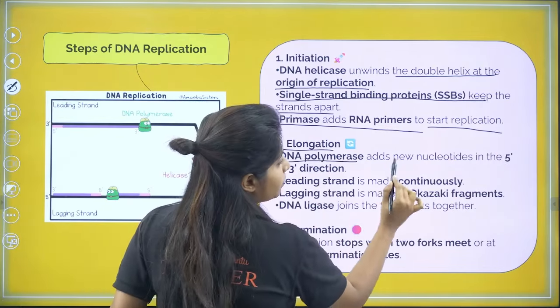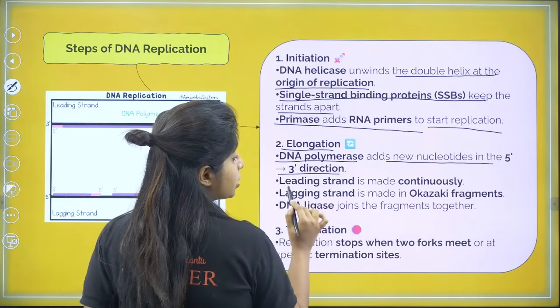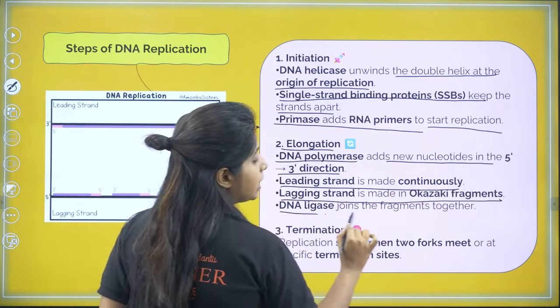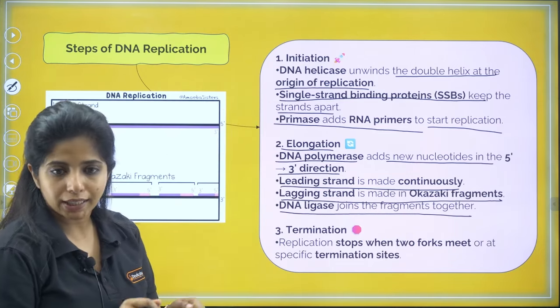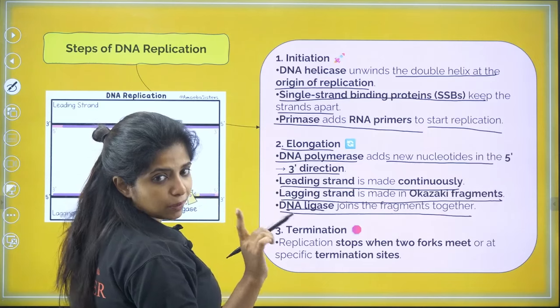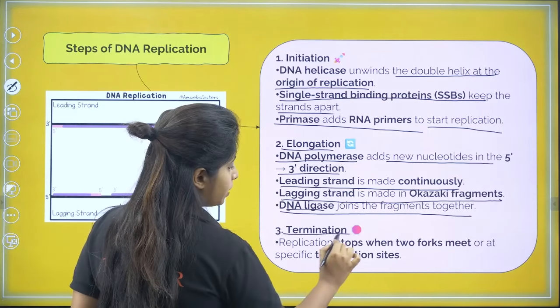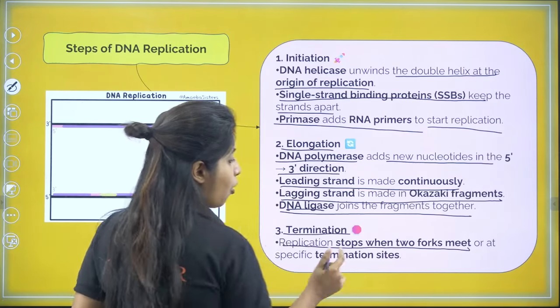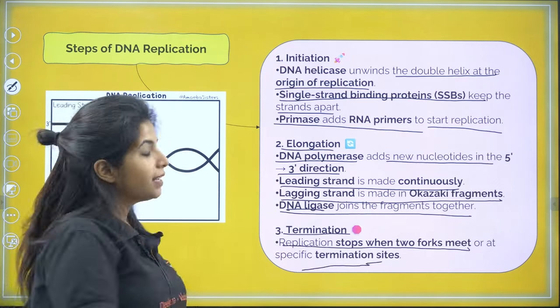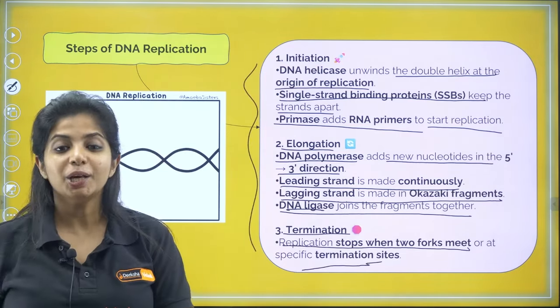Elongation: DNA polymerase adds new nucleotides in the 5' to 3' direction. The leading strand is made continuously. The lagging strand is made in Okazaki fragments. DNA ligase joins the fragments together later, after the primers are removed. DNA ligase does not remove the primers; another enzyme does that. Termination: replication stops when two forks meet or when they reach specific termination sites. This is about DNA replication.